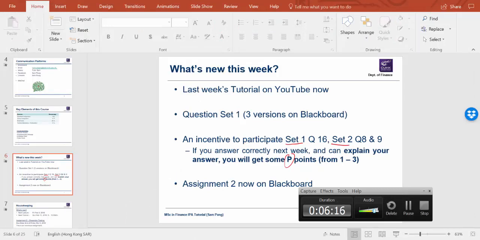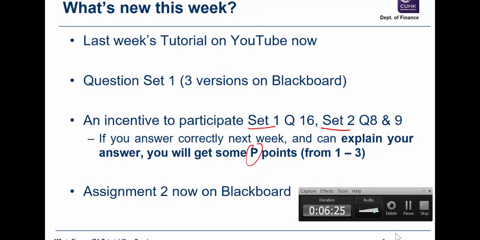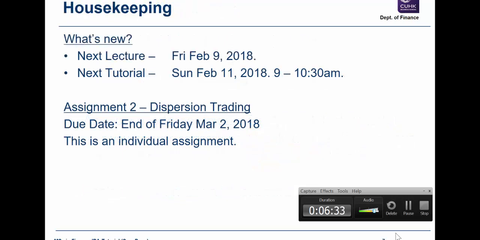The other thing is that assignment 2 is now on Blackboard, so I posted it up there. You can have a look. For this week, I'll just let you digest and think about that a little bit. The due date for assignment 2 is March the 2nd. That is the day when you actually take the final. It's a Friday. Now, I don't think you want to take your final in the evening and then go home and finish your assignment. I don't think so. So try to get it done beforehand, but everything has to end on that Friday.